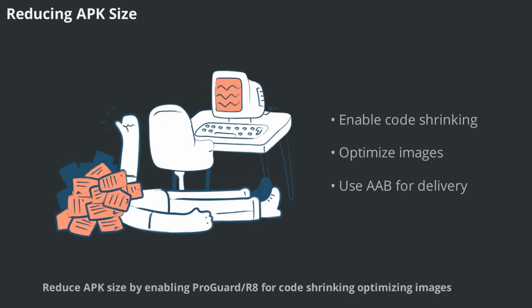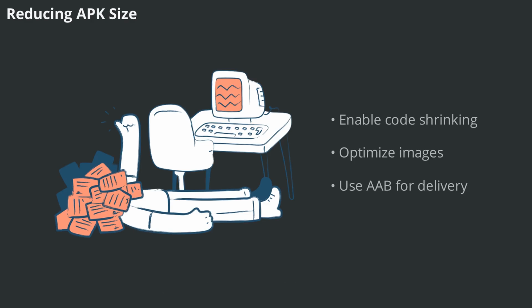Reduce APK size by enabling ProGuard or R8 for code shrinking, optimizing images, removing unused resources, modularizing the app, and using AAB for optimized delivery. These strategies ensure smaller downloads and faster installations, enhancing user satisfaction and app performance.